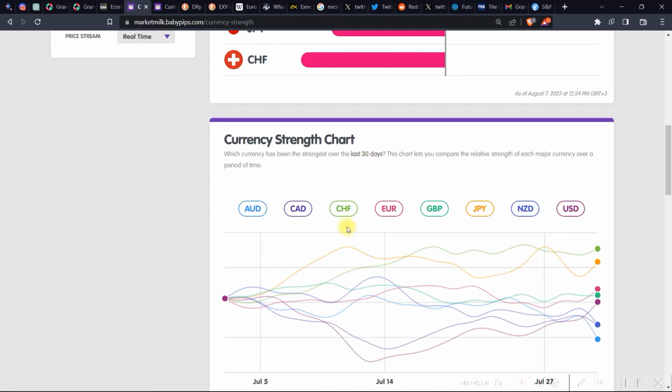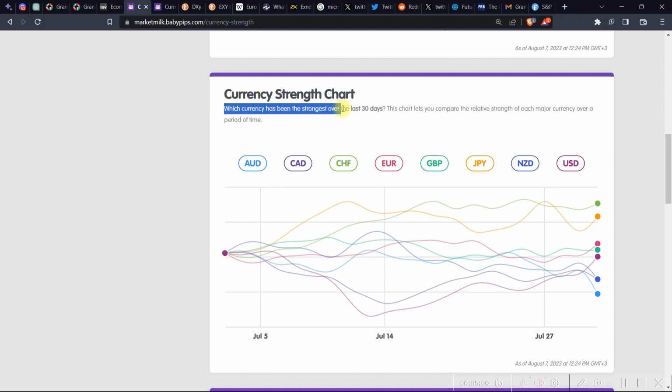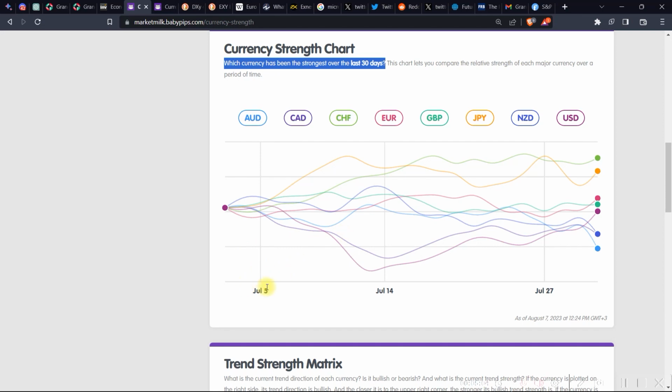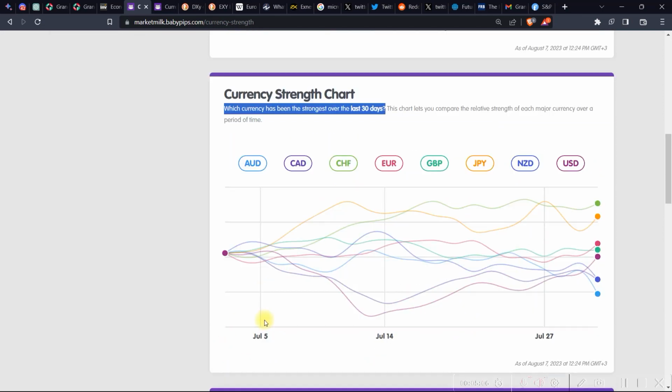Currency strength chart: which currency has been strongest over the last 30 days. This chart is like a bigger time frame. Over the last 30 days, you can see this is the beginning of July and now we're in the beginning of August. This is the overall strength of the major currencies. If you click the US dollar, you can see it kind of fell. Then on July 14th, this is when the Federal Reserve were hiking rates.